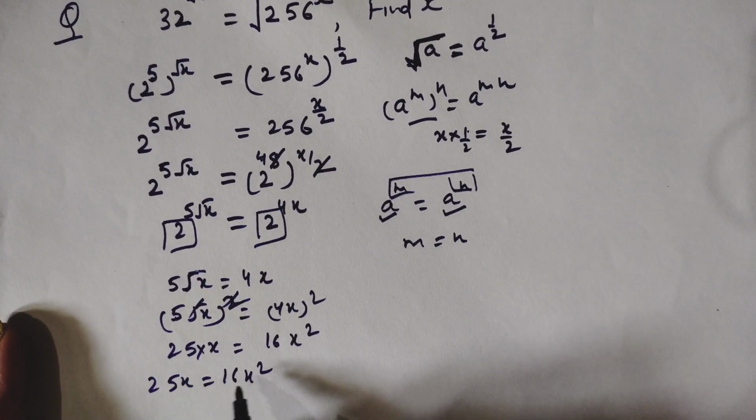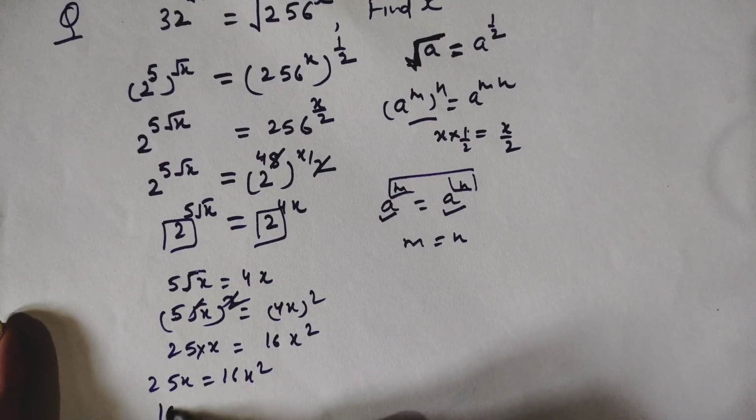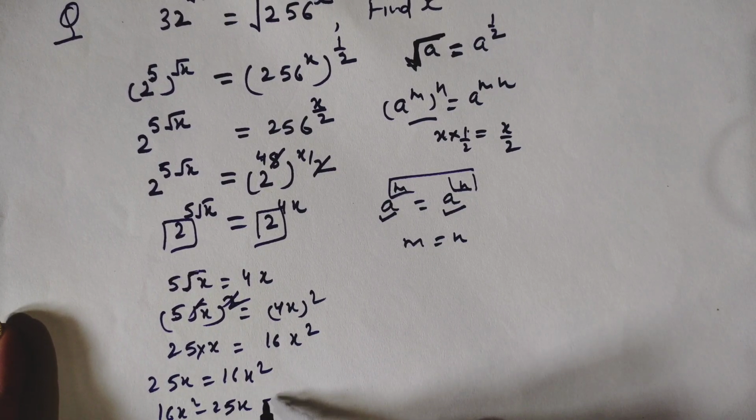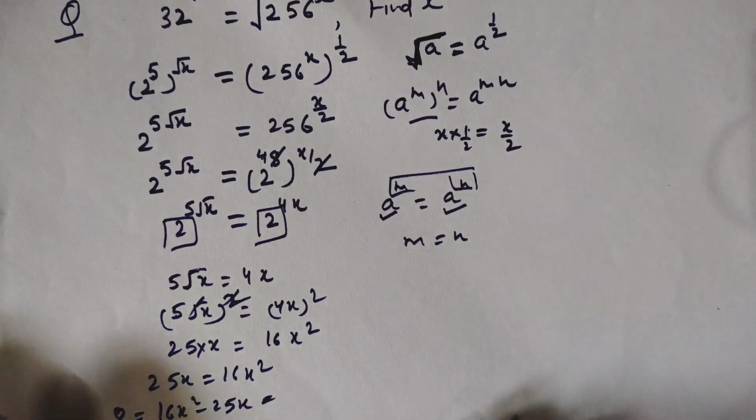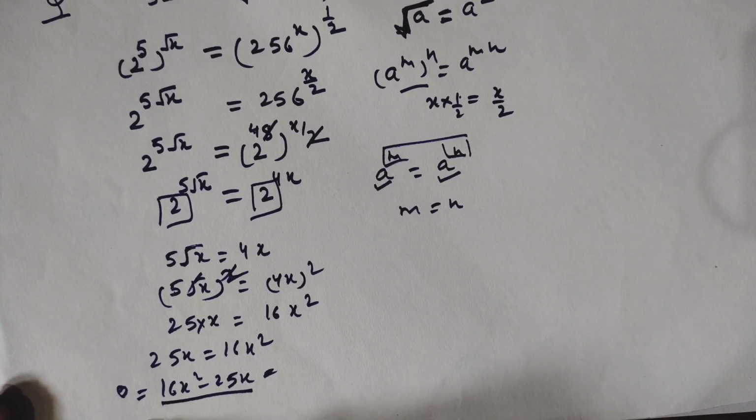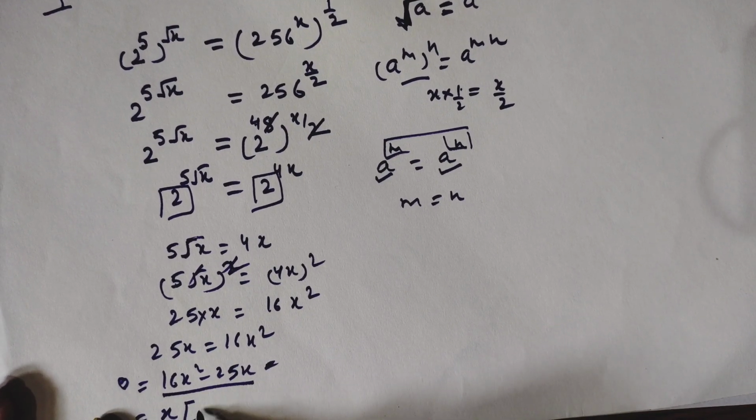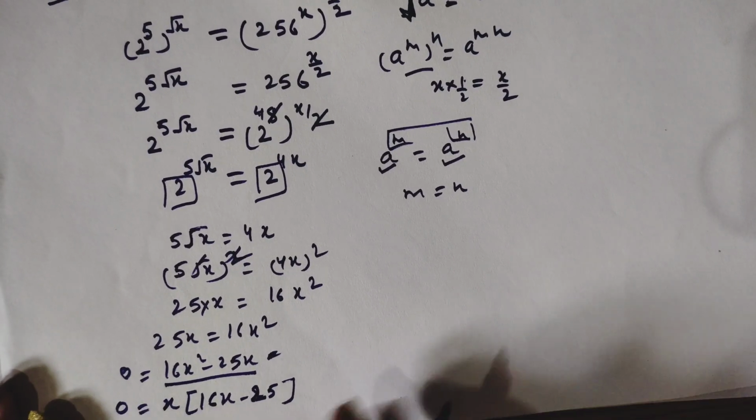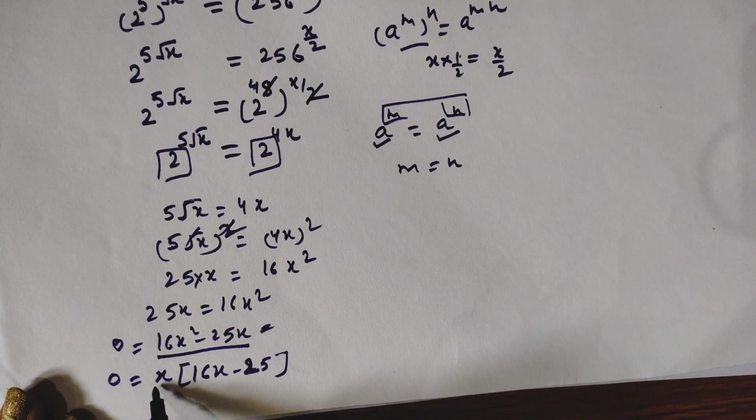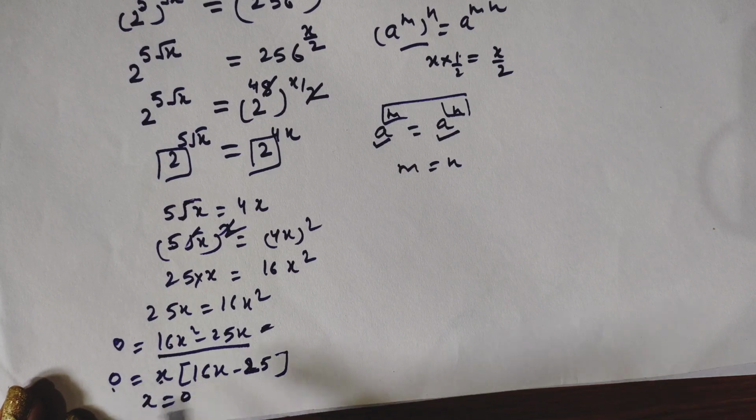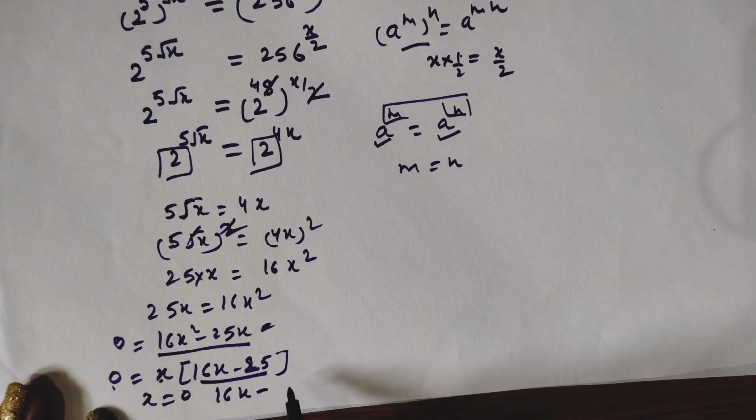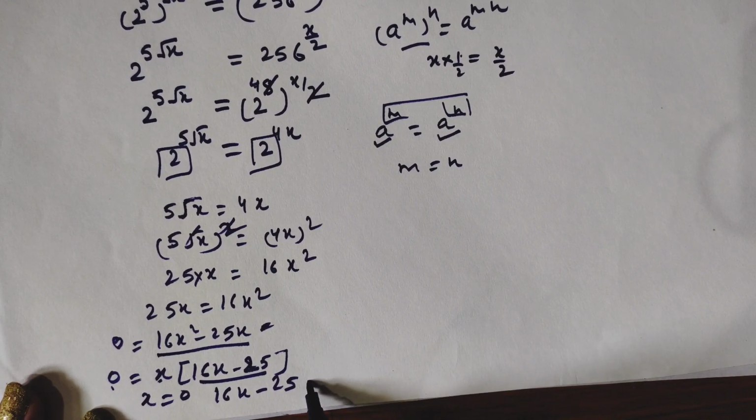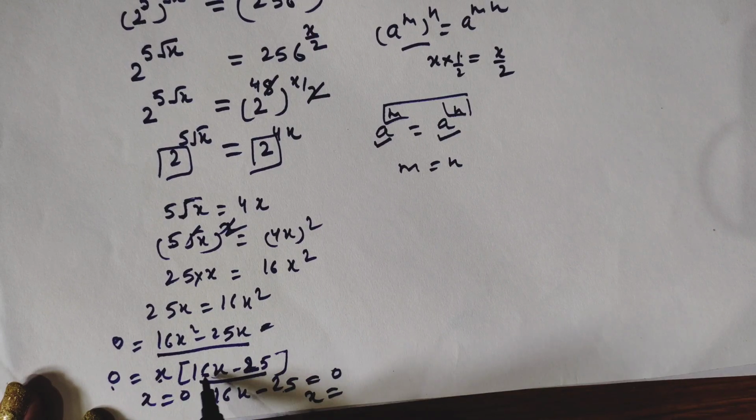Now this 25x comes to the right hand side, so the left side is 0. After that we take out x as the common factor, so the remaining is 16x minus 25. Now there are two values of x. First is x equals 0, and the second one comes from 16x minus 25 equals 0.